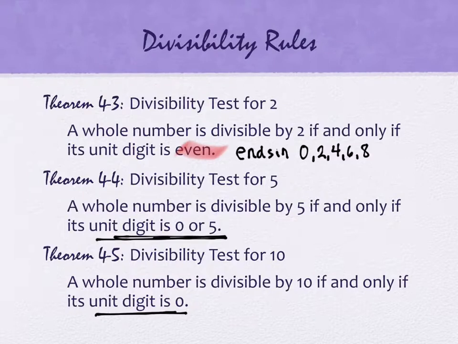So that's why these three are grouped together, because all you have to do to decide is look at the ending digit. If it's divisible by 2, 5, or 10, you look at the last digit to make that decision. Does that make sense to everyone? Okay.